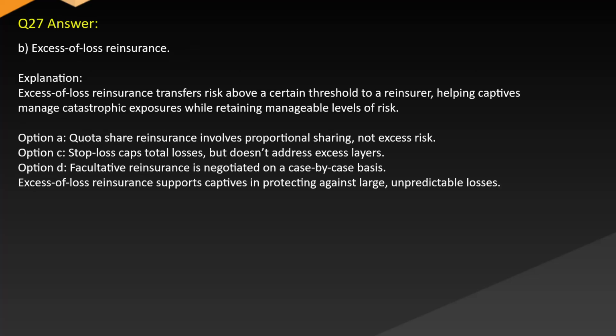Answer: B. Excessive loss reinsurance. Explanation: excessive loss reinsurance transfers risk above a certain threshold to the reinsurer, helping captives manage catastrophic exposures while retaining manageable levels of risk. Option A. Quota share reinsurance involves proportional sharing, not excess risk. Option C. Stop loss caps total losses but doesn't address excess layers. Option D. Facultative reinsurance is negotiated on a case-by-case basis. Excessive loss reinsurance supports captives in protecting against large, unpredictable losses.